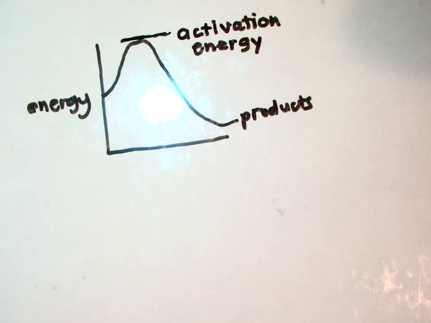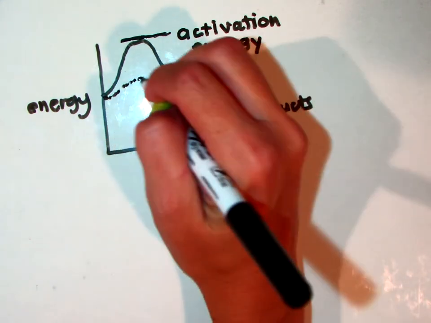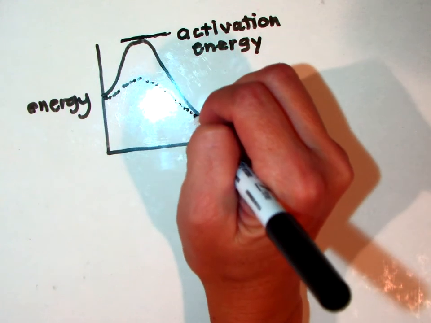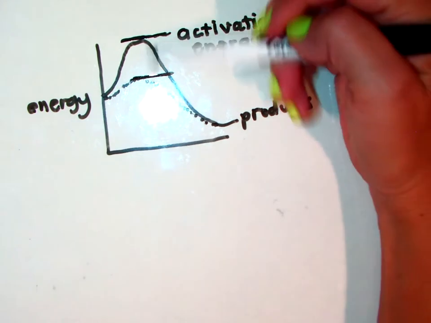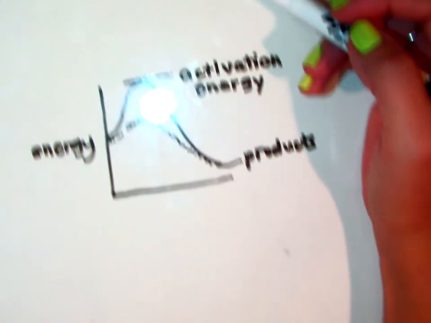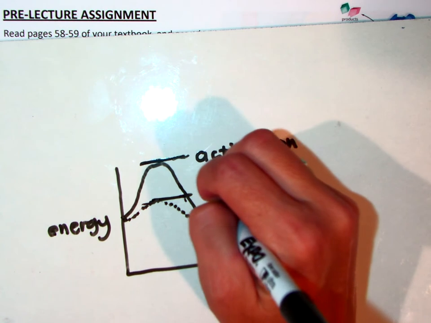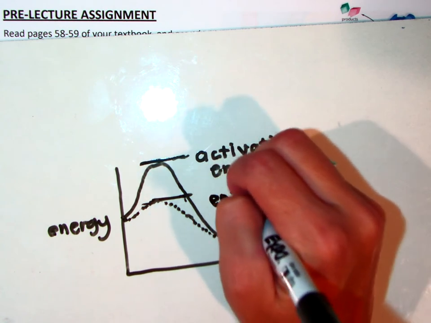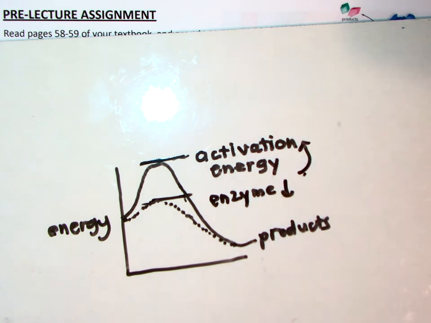Which is just like it sounds, it's the amount of energy needed to activate the reaction. So what the enzymes do is they lower that activation energy. Okay, so now it's only going to take this much energy for that reaction to occur, as opposed to this much. So enzymes lower the activation energy.